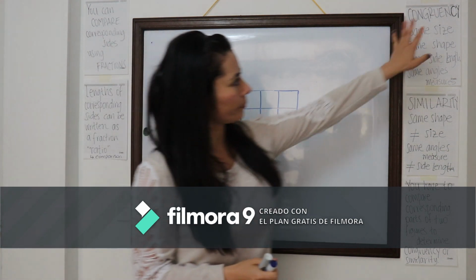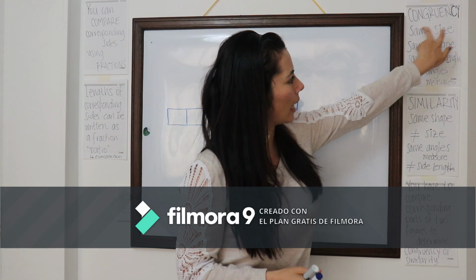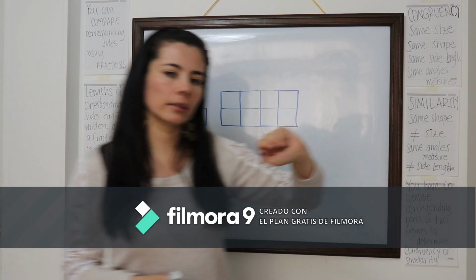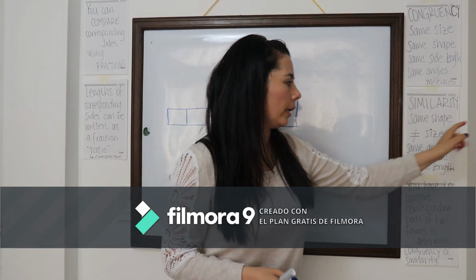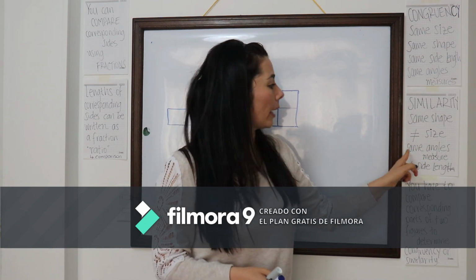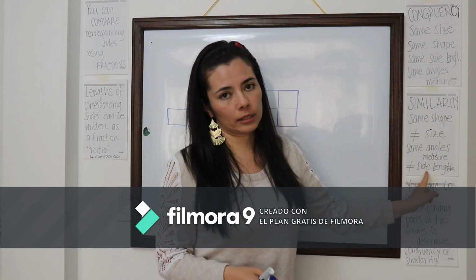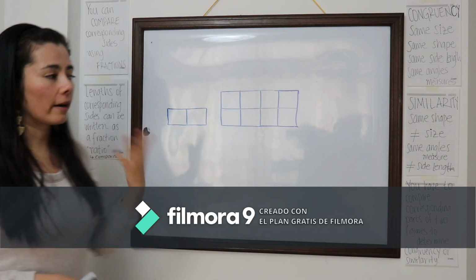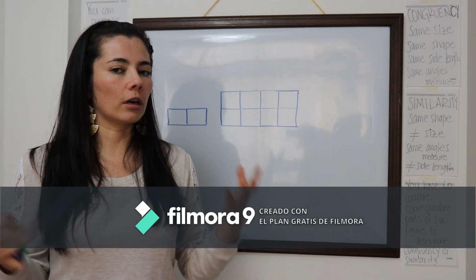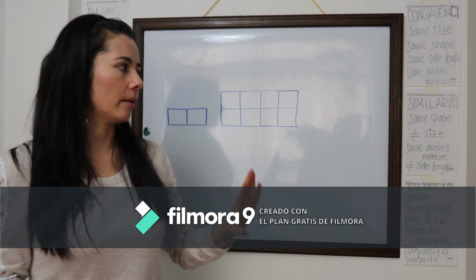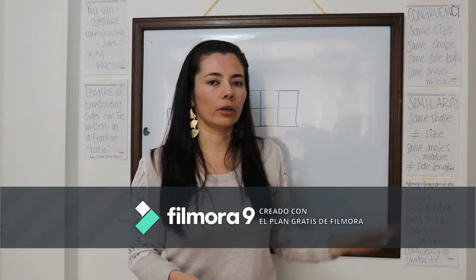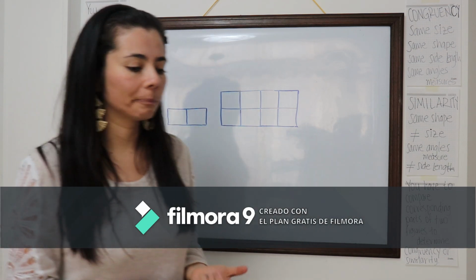Just keep in mind, congruency, you gotta think about same size, same shape, same side length, same angle measures, right? On the other side, similarity will always keep the same shape and the same angle measures, but you're not gonna be able to get the same size, neither the same side length. So every single time I need to figure out whether two figures are congruent or similar, I gotta think about their shape, their size, the measure of their angles, and the measure of their sides, okay?